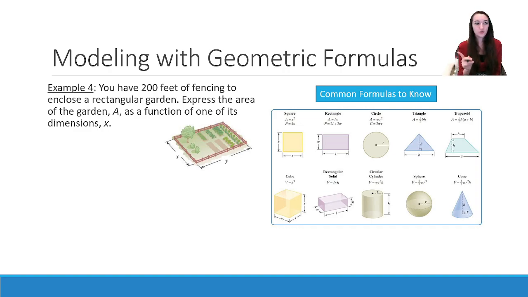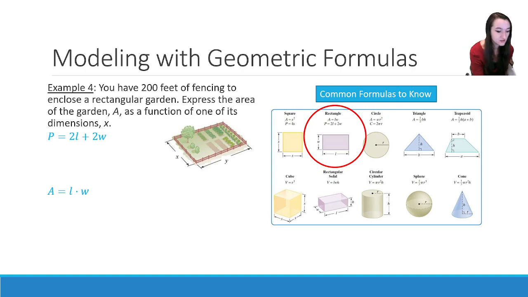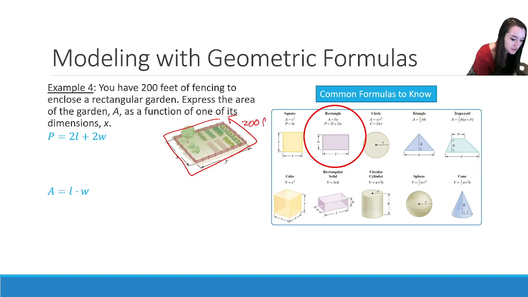So first, we're going to figure out which equations we need. This is a rectangular garden, so we're going to need the equations that have to do with a rectangle. That is, we have a perimeter and an area. So which equation do we need from that? Well, in fact, we're actually going to need both. So the information we are given at the beginning is that you have 200 feet of fencing. So in other words, all going around here, the fence has to be 200 feet. Well, all around that fence, that is the perimeter of our garden.